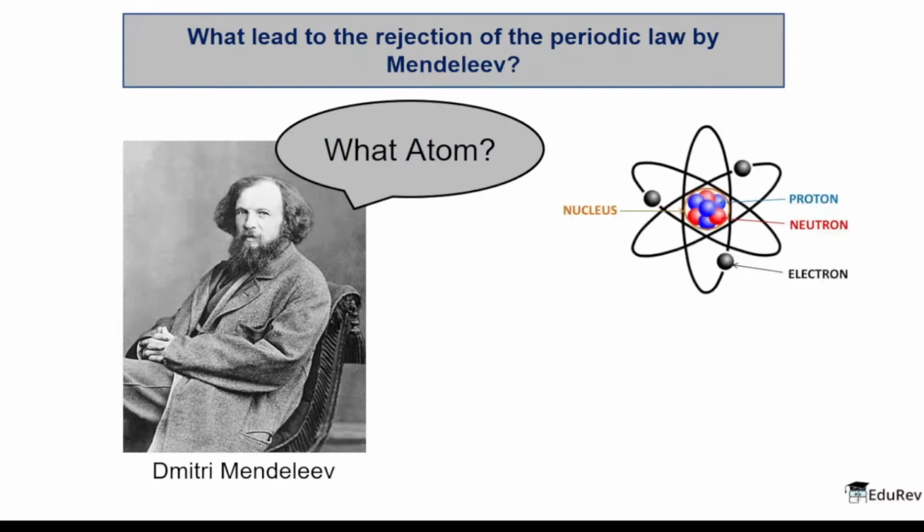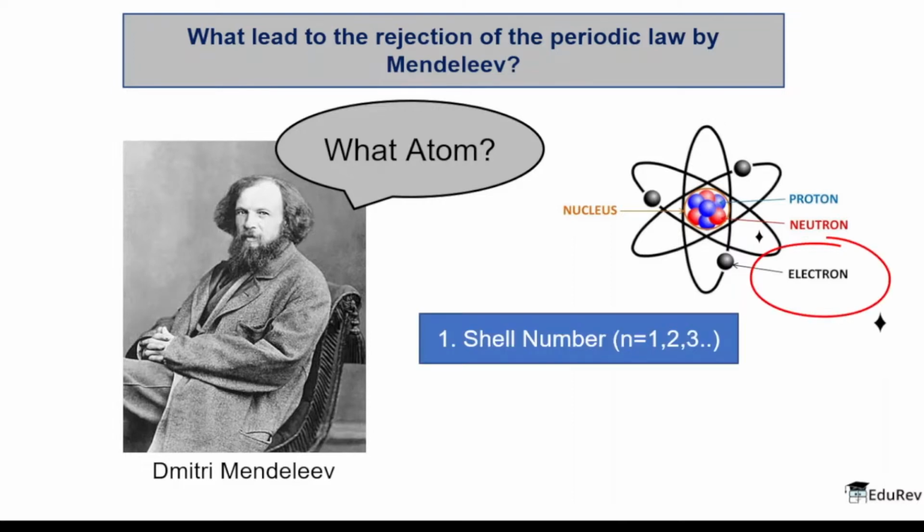But today, we know that atoms not only exist but also contain subatomic particles like the electron, the proton, and the neutron. This electron, as you have already learned in the last unit, is defined with the help of three important quantum numbers. The first one is called the shell number or the principal quantum number, which tells us the orbit in which the electron is present.